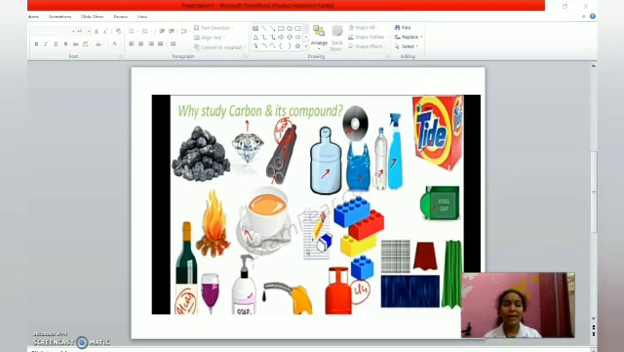Okay, shall we start? I hope all of you are safe. So let's learn together. So what makes carbon special? Why is carbon essential to us? Why do we need to study about carbon? So here is the answer.